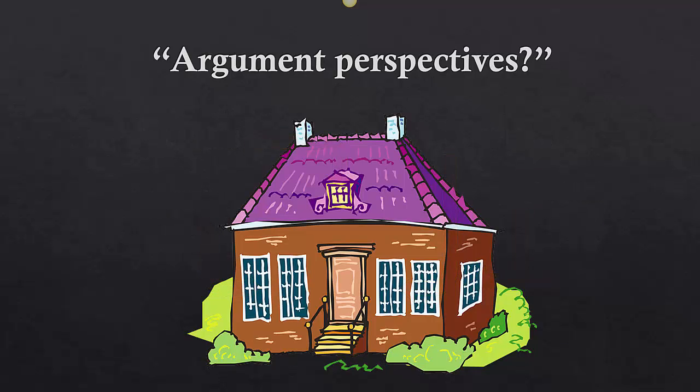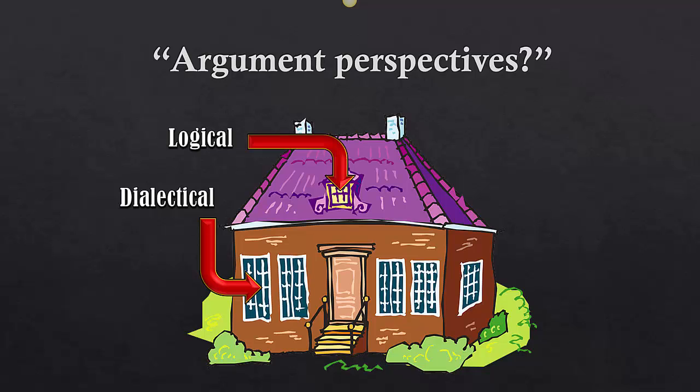Well, the same is true if you think about the field of argumentation as a house. There are at least three major windows that you can look through to see different points of view regarding how to understand argument. One window provides access to the dialectical perspective, another window provides us access to the logical perspective, and a third window provides us access to the rhetorical perspective.